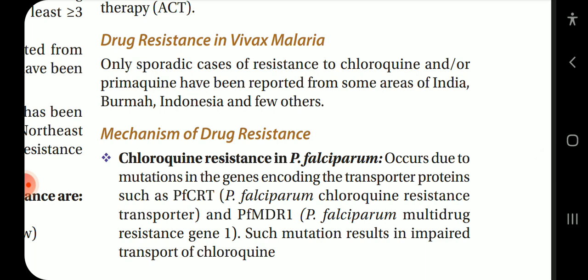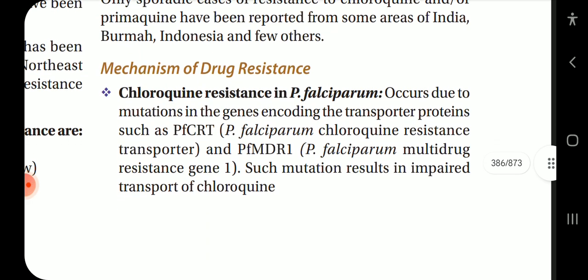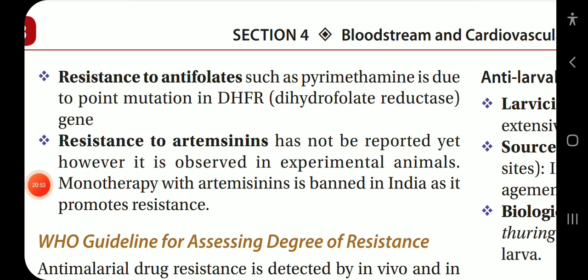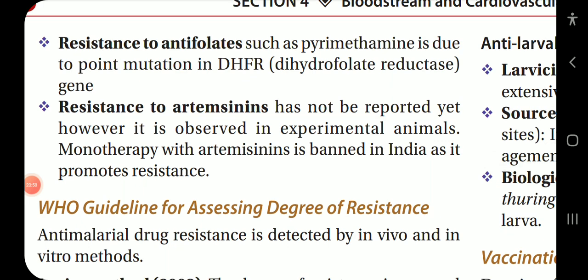Only sporadic cases of resistance to chloroquine and/or primaquine have been reported from some areas of India, Burma, Indonesia, and a few others. Mechanism of drug resistance. Chloroquine resistance in Plasmodium falciparum occurs due to mutation in the genes encoding the transport proteins such as PFCRT, Plasmodium falciparum chloroquine resistance transporter, and PFMDR1, Plasmodium falciparum multi-drug resistance gene 1. Such mutations result in impaired transport of chloroquine. Resistance to antifolates such as pyrimethamine is due to the point mutation in the DHFR, dihydrofolate reductase gene.